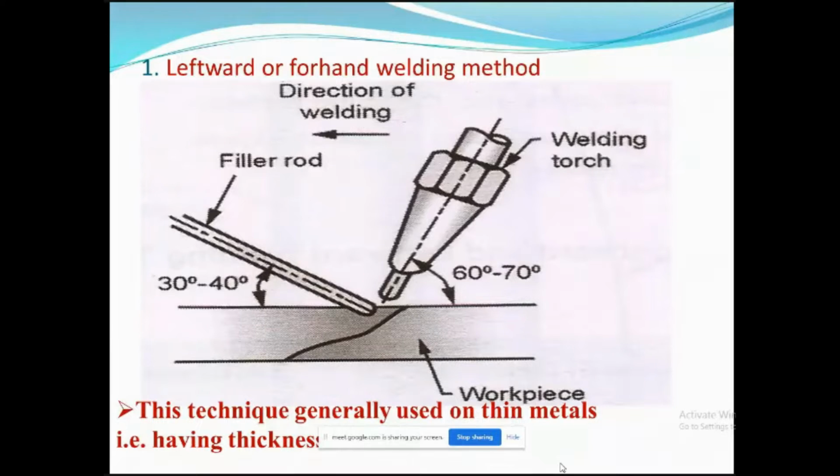In the upper side you can see the direction in which the welding should take place. We have to do the welding from right to left, so it is called the leftward or forward welding method. See the actual figure of the forward welding technique. Now this technique is generally used on thin metals with thickness less than 5 mm, where the two sheets, plates or metals are less than 5 mm.